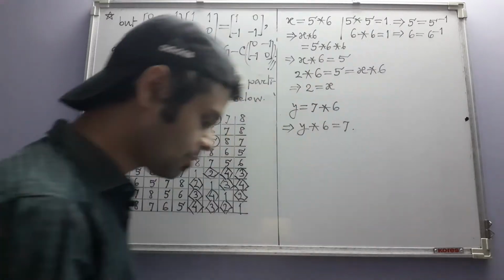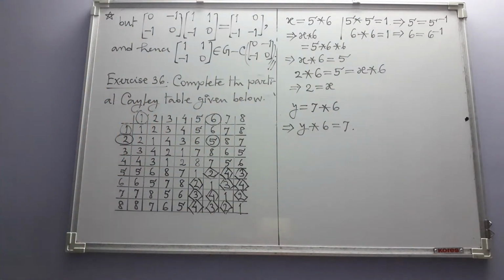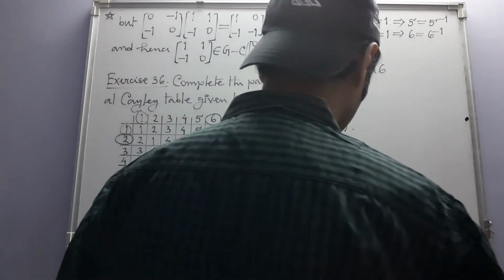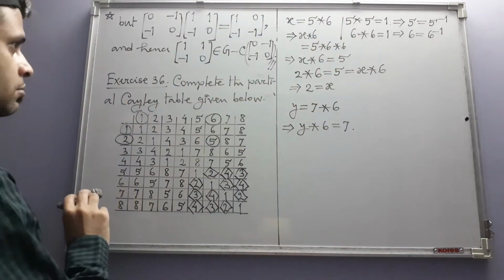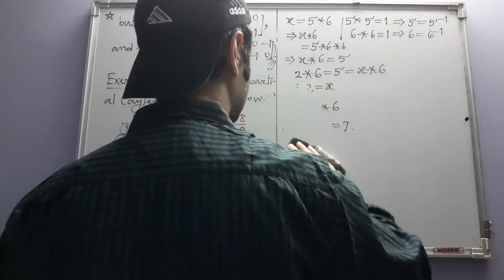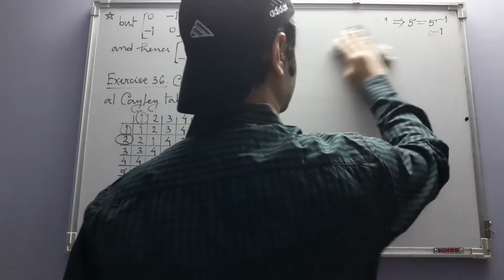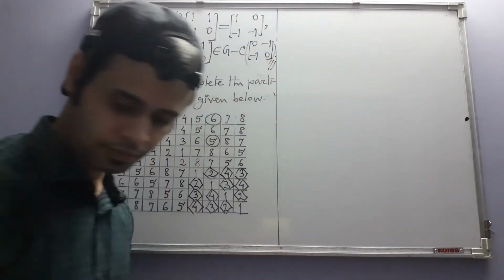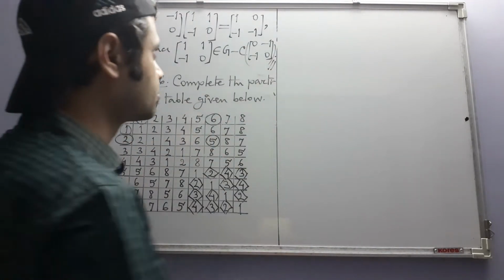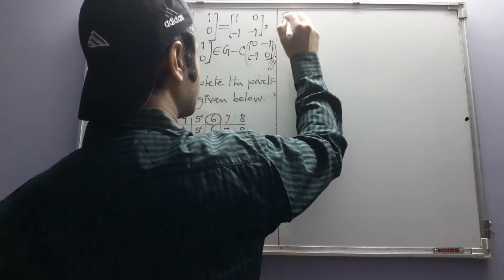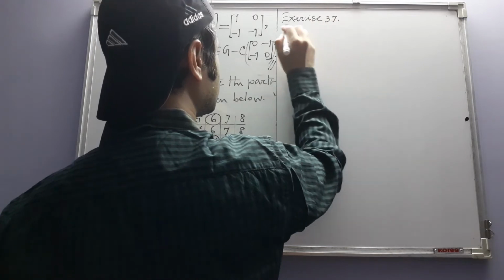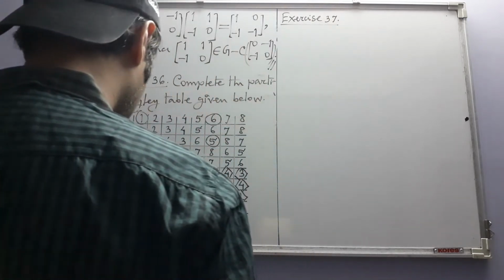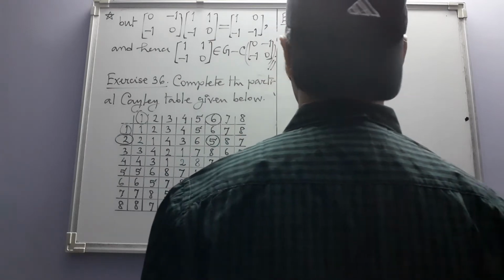And then the next one also has a table, but there the complete table is given. We have to say some things about the group itself. Suppose G is the group defined by the following Cayley table.